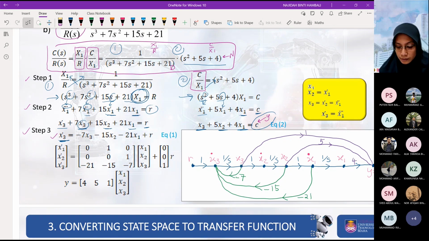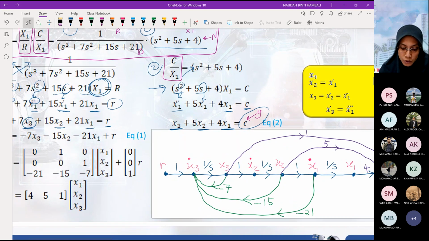Okay, next. Let's determine our set of state variables in the yellow box. Okay, so the first one.